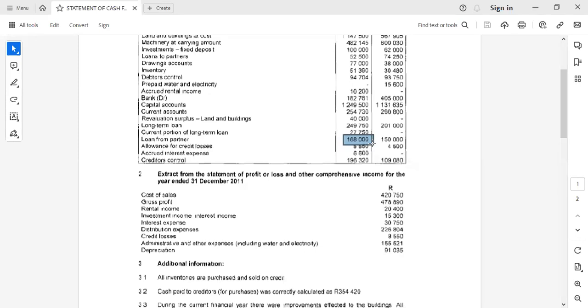Yes. But when you look at loans to partners, is it relevant over here? The loans to partners, that one is in operating activities normally. Loans to partners are operating activities. Remember, we included them in the operating activities here.